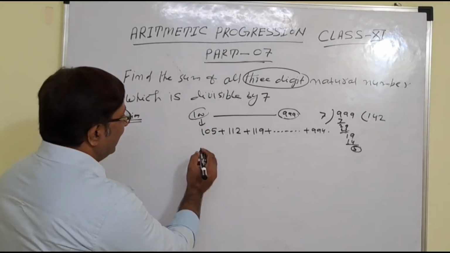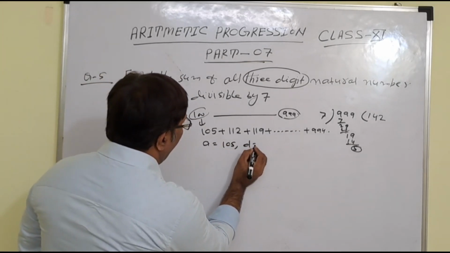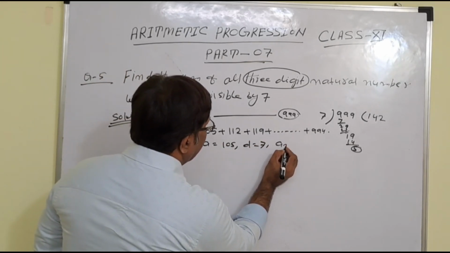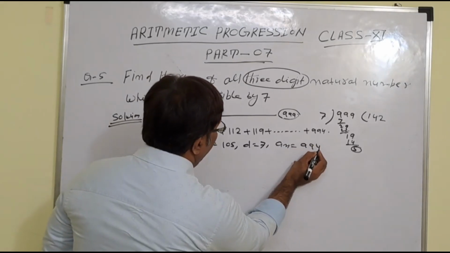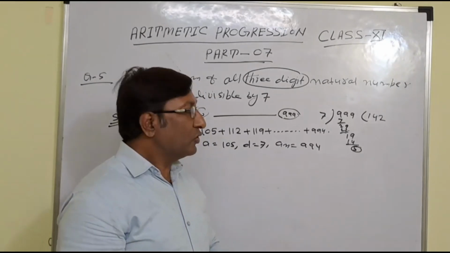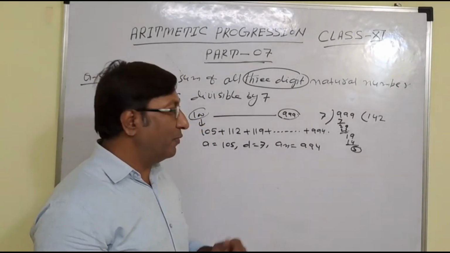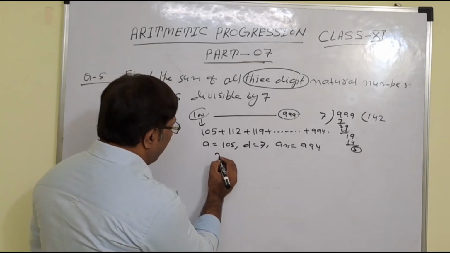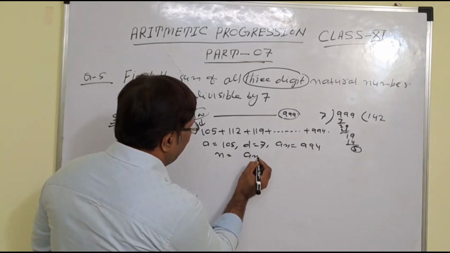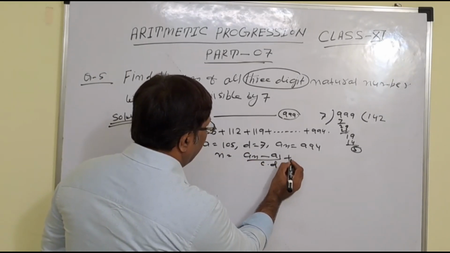Now we have what? We know the first number is 105. The common difference is 7 and the last term is 994. So we have no idea of the total number of terms. So first you have to find n, that is, the total number of terms. For the total number of terms, the tricky formula is what? Last term minus first term by common difference plus 1.